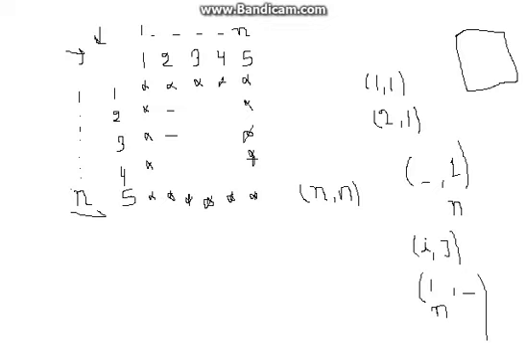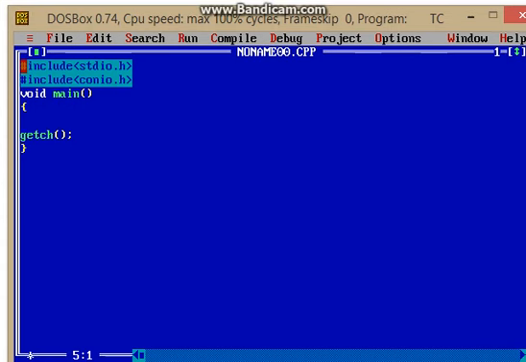So coming to the programming, first of all declare some variables, that is i, j and n, and clrscr to clear the screen, and take input from the user. Enter number of rows, scanf, address of n. Now our loop will start.